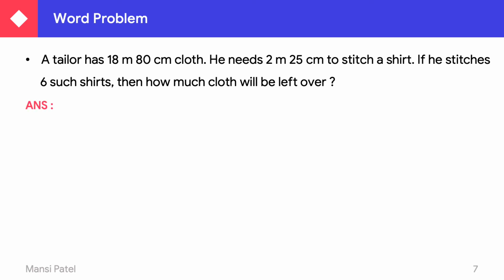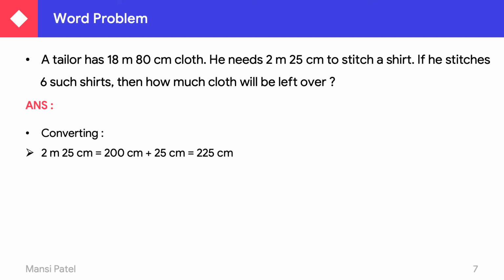So in this, first we have to convert the cloth measurement into centimeter. So we have to convert 2 meter and 25 centimeter. 2 meter becomes 200 centimeter, and 200 centimeter plus 25 centimeter is equal to 225 centimeter. If the tailor wants to stitch one shirt, then he uses 225 centimeter cloth.